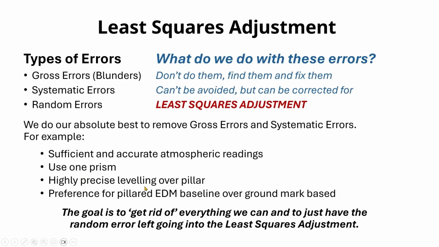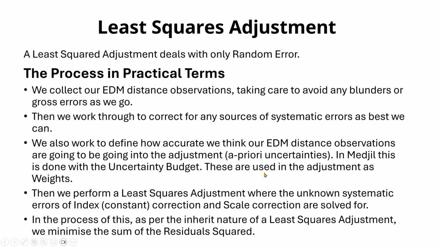We try to be highly precise when leveling over the pillars. So typically the tribrach bubbles can be a bit rough. So if you have a plate bubble which you can rotate around, you can then level it to a much higher accuracy. We also have a preference for pillared EDM baselines over ground mark-based baselines. In Queensland, we don't have any more ground mark-based baselines, but these had inherently significantly more error in leveling over a mark, that is. So the goal is to, quote-unquote, get rid of everything we can and to have just the random error left going into the least squares adjustment. So a least squares adjustment deals with only random errors.